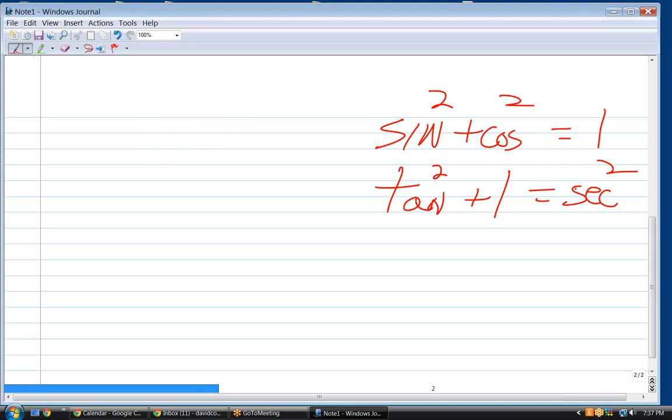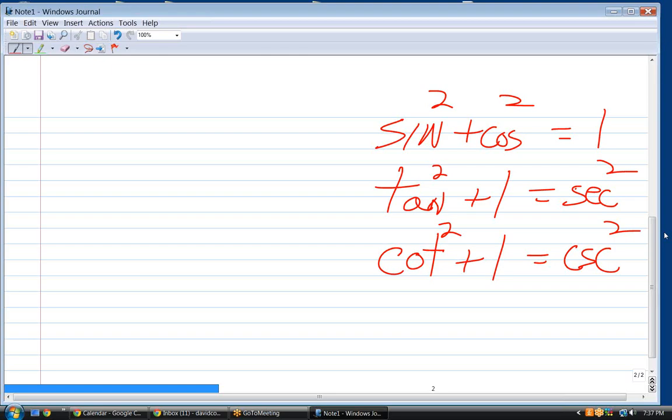Okay. The third one you can always figure out from the second one. The third one is cotangent squared, in other words, the cofunction of tangent squared, and the cofunction of secant squared, which is cosecant squared. So to memorize the third one, if you know the second one, just make the cofunctions of each trig function and you've got the third one.